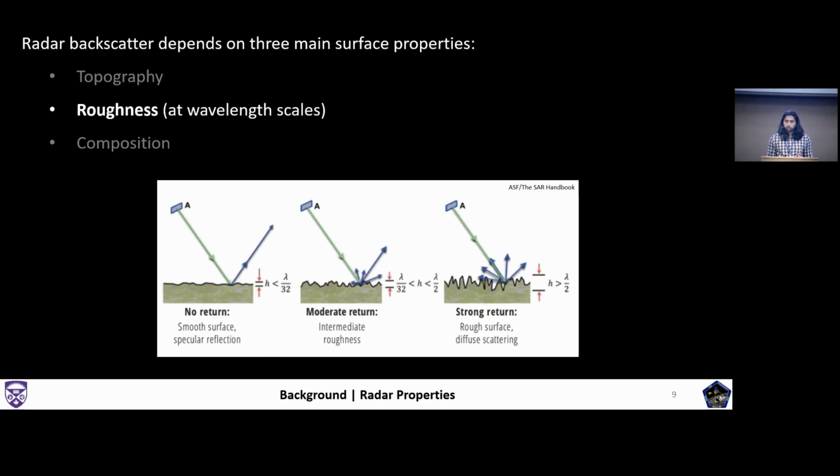Roughness is how smooth or rough a surface is. So if you ignore topography, or if you have a surface with not very interesting topography, the amount of backscatter, the signal that's reflected by the surface and received back by the sensor, depends on how rough the surface is. In radar speak, more rough equals more bounce. So as the surface roughness increases, more signal may be reflected back to the sensor.